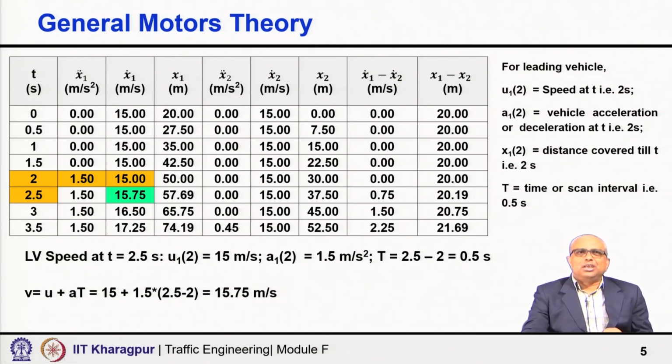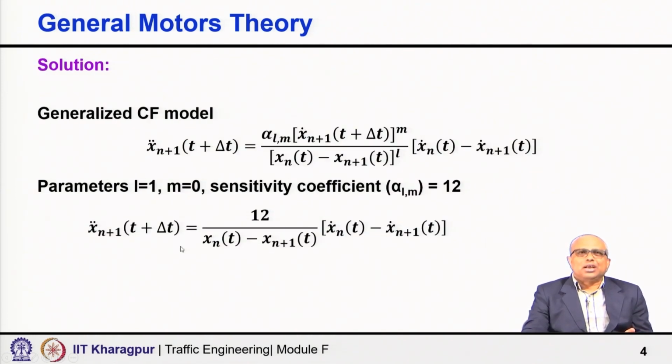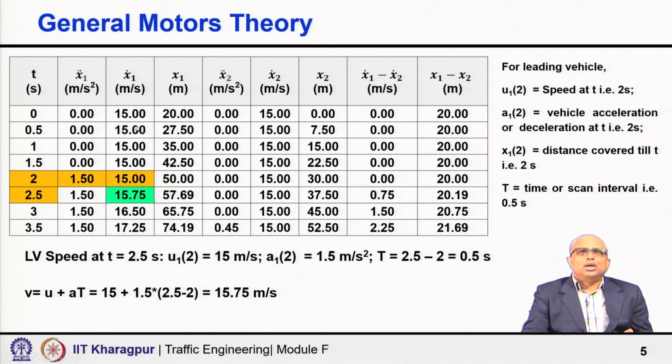Now, this can be calculated. Initially, we said that both the leading vehicle and the following vehicle are travelling at 15 meter per second. Now we are doing the leading vehicle calculation, and we know the leading vehicle starts accelerating from t equal to 2 second onwards. So, at t equal to 2 second also it will be 15 meter per second speed, because that is the time when it starts accelerating.